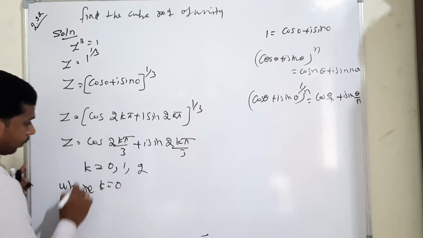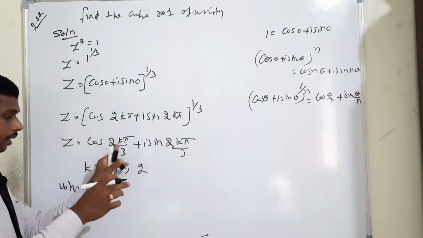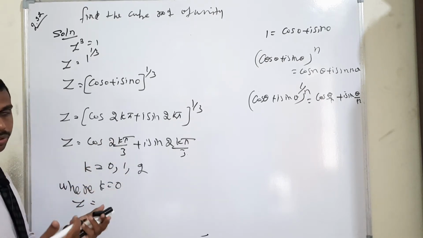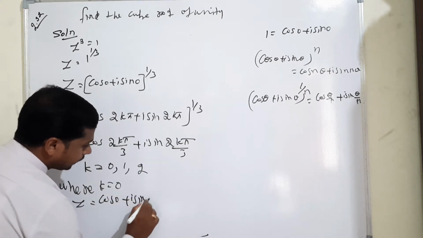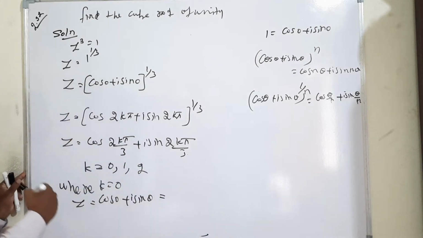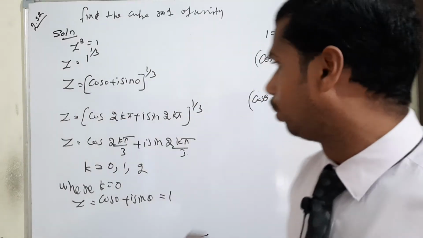When k is equal to 0, z is equal to, instead of k taking 0, 2 into 0 means the value will be 0. Therefore, we can write cos 0 plus i sin 0. So cos 0 plus i sin 0 means the value will be 1. Moving to when k is equal to 1.